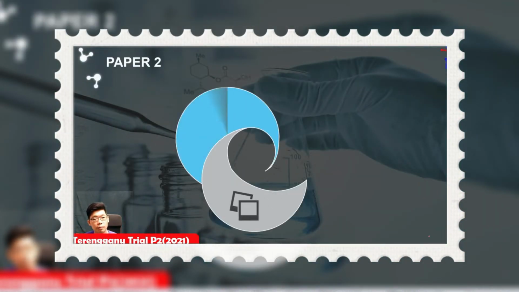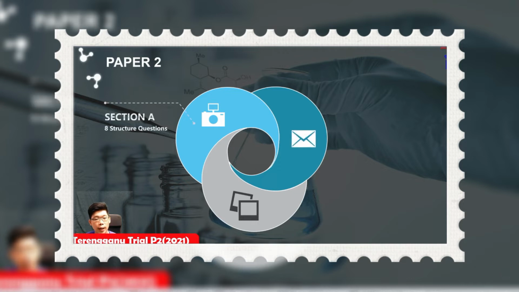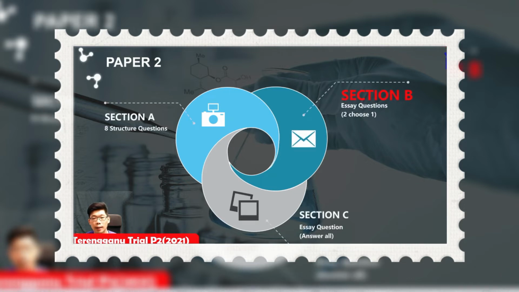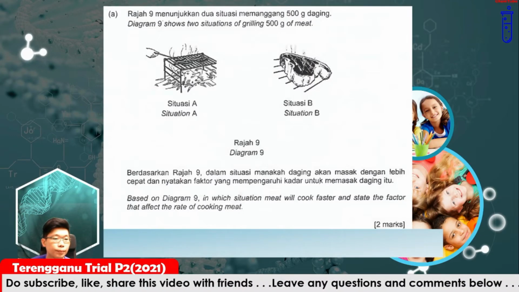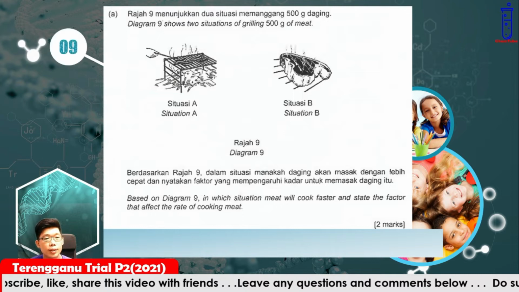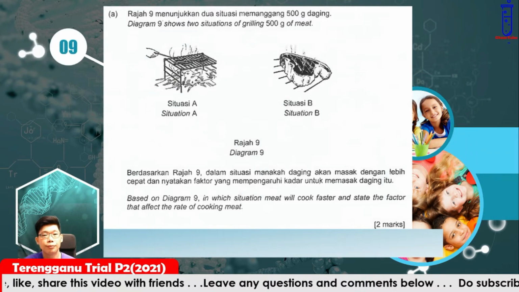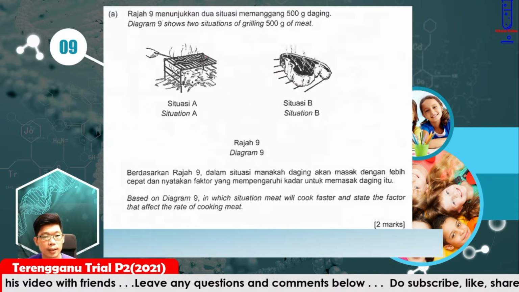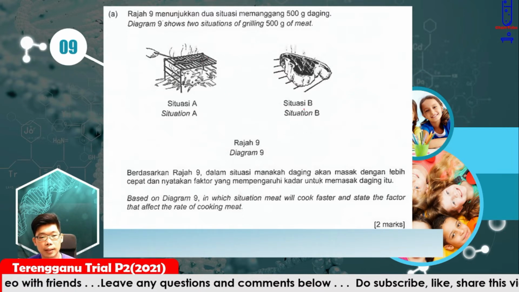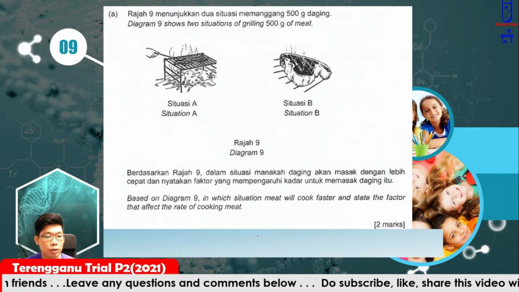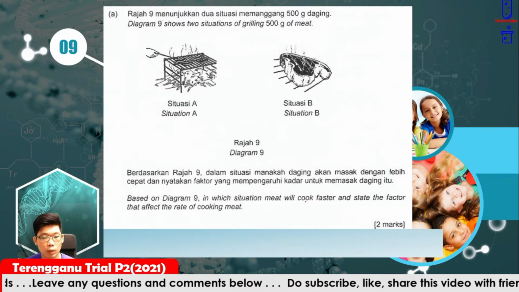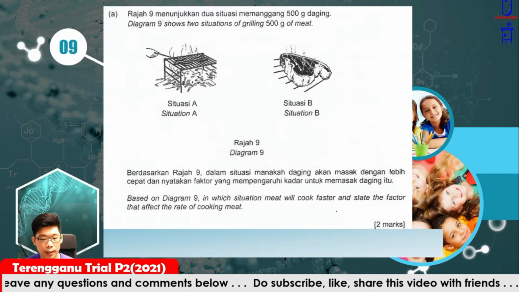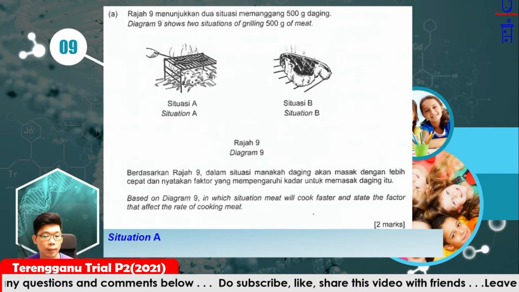Okay, in section B, we are going to discuss 2 essay questions here. Okay, but in the exam, you just need to answer any one of these questions for section B. Okay, the diagram shows the 2 situations of grilling 500 grams of meat. Okay, situation A, the size of the meat is smaller, but situation B is a bigger size. So based on the diagram, which situation's meat will be cooked faster? So definitely it is situation A.